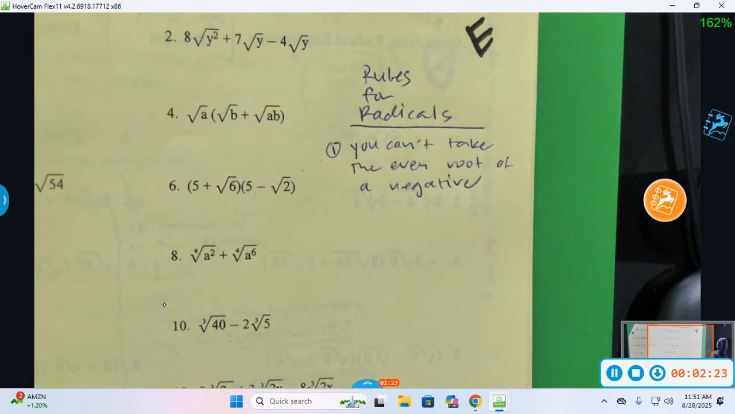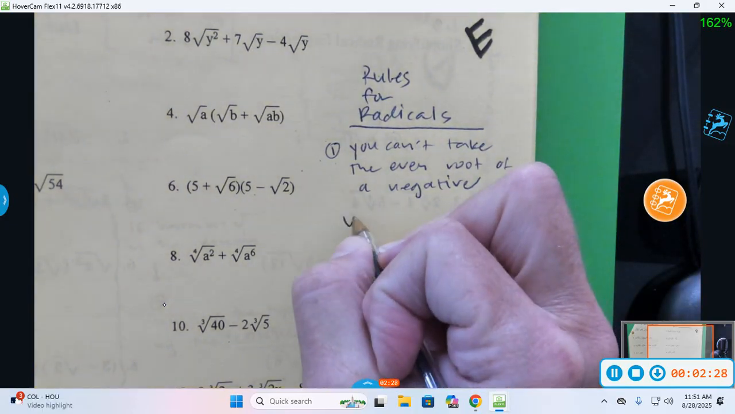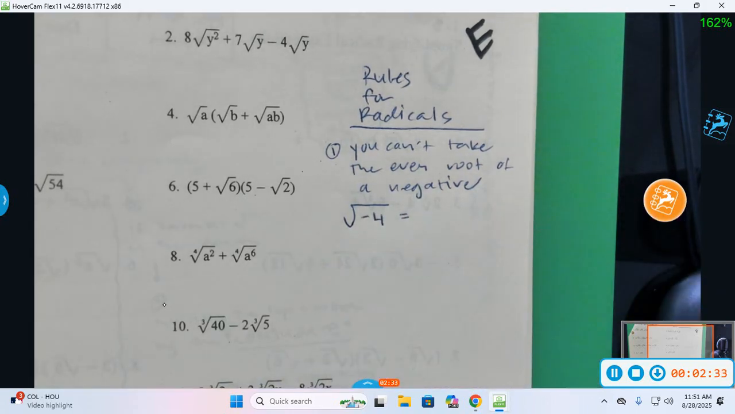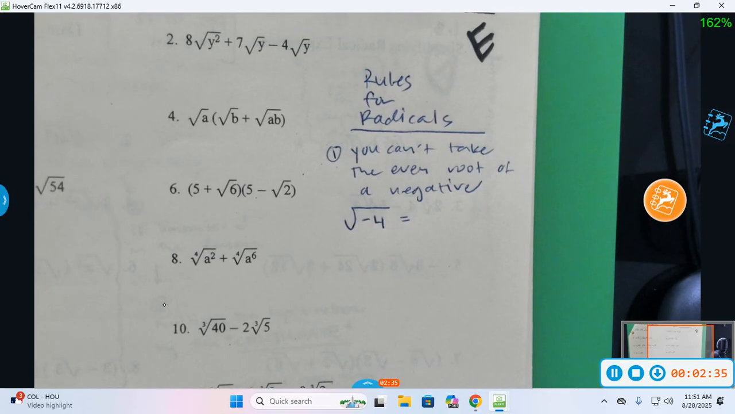Now let me just give you an example. Let's say the square root of negative 4. The reason that we know the square root of 4 is 2. We know that. But you can't take the square root of negative 4 because positive 2 and positive 2 would give you a positive 4. And negative 2 and negative 2 would give you a positive 4. So there's no way to get a negative by squaring a number. It's not possible. Now, this is one of our next sections, so we'll study this in the section coming up.